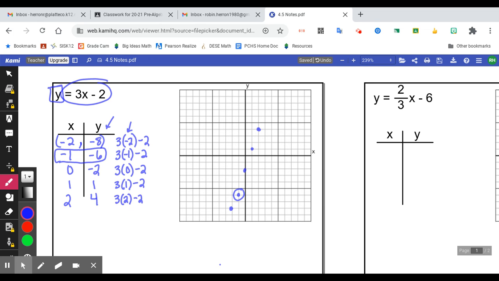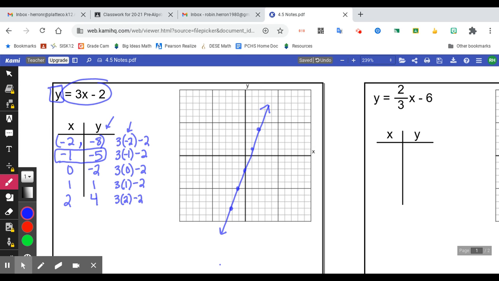So 3 times negative 1 is negative 3. Minus 2 should be negative 5. So right there I can tell that that one was wrong because it didn't fall where it was supposed to on the line. Okay? I knew right away. So I should have left 1 down 5. Now look, they all fall in line like they're supposed to. We get a nice straight line going there.